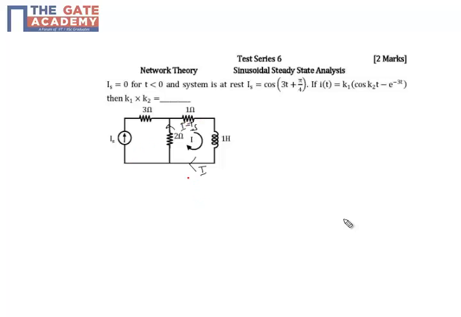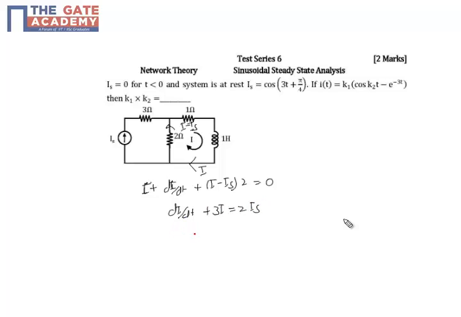1 into current, so it is I, plus 1 into di by dt, so it is di by dt, plus I minus Is into 2 is equal to 0. Small i and capital I I have used alternatively, it's all the same. So di by dt plus 3I is equal to 2Is.